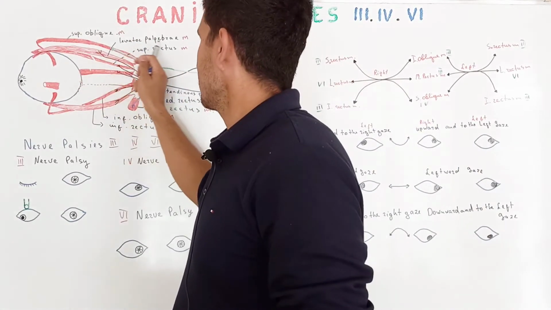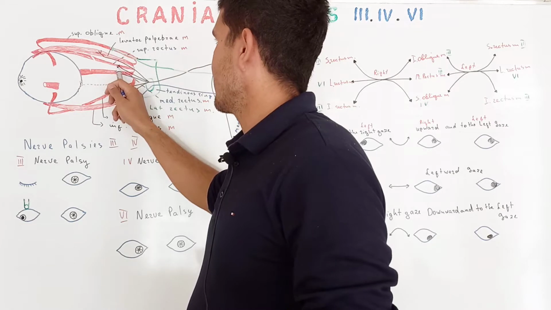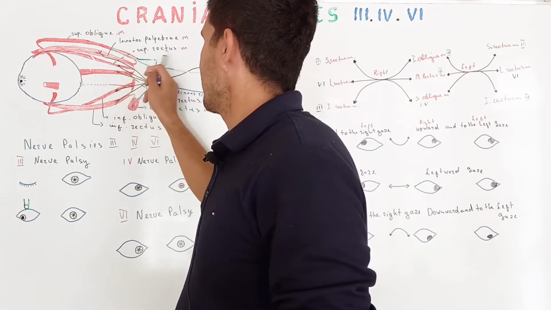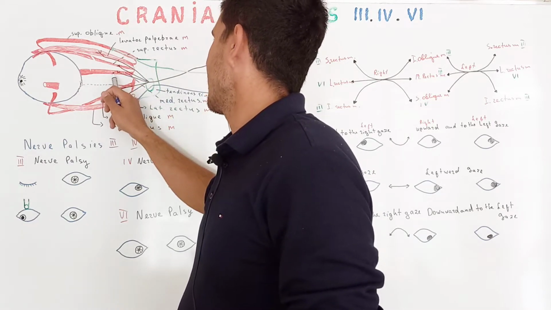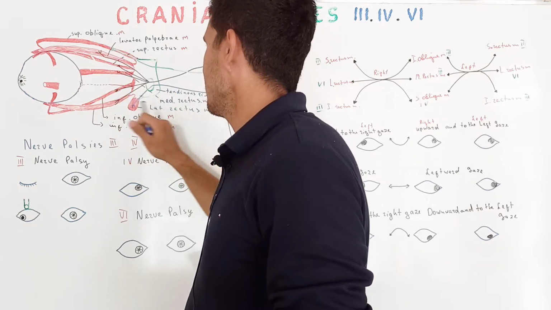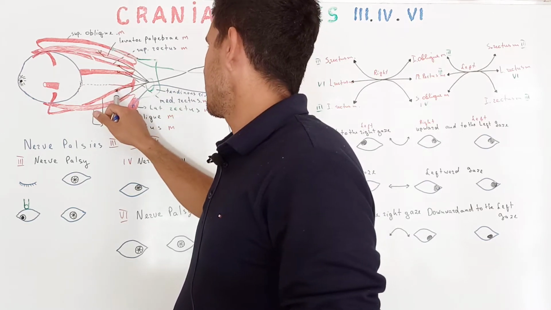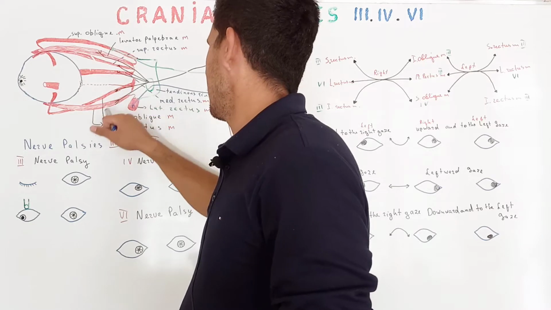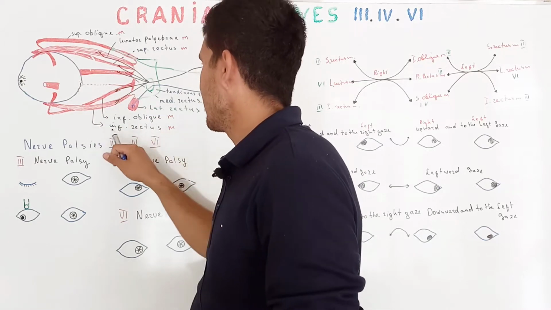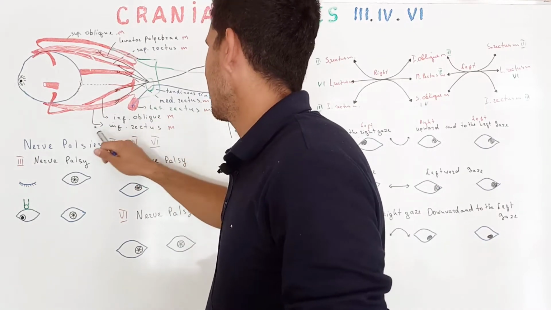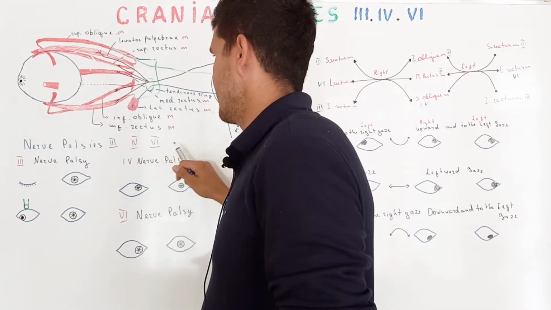First one is levator palpebrae muscle. Second one is superior rectus muscle. Third one is medial rectus muscle. Fourth one is inferior obliquus muscle, and the last one is inferior rectus muscle.